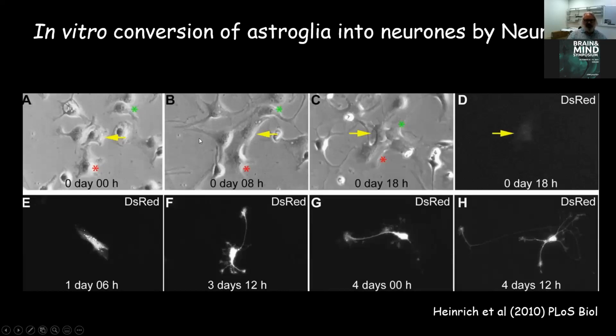You see this here in a time-lapse study over the course of several days. A cultured astrocyte eventually turns on the expression of this expression vector, which encodes a reporter, but also neurogenin 2. And over the course of a couple of days, the cell turns into a neuron. So demonstrating that at least cultured astrocytes could be converted into neurons.